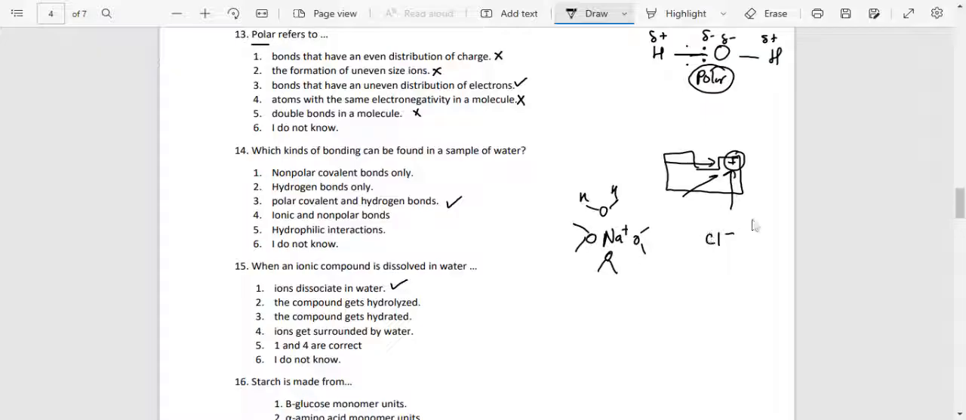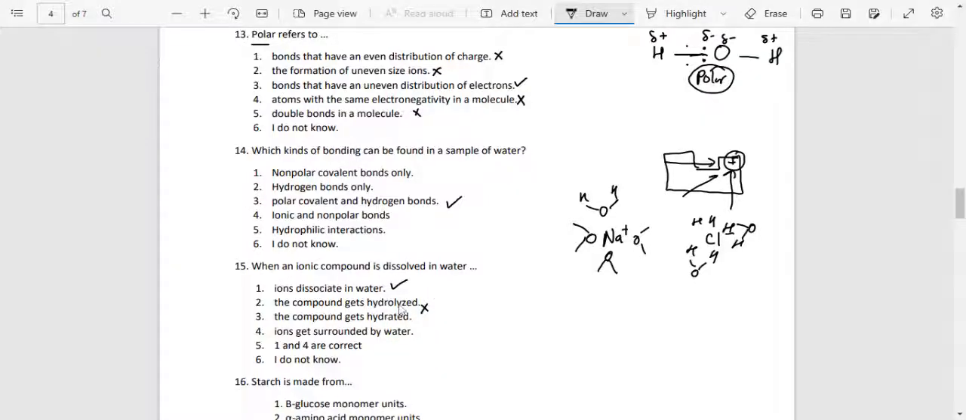And then the chlorine, which is negative, the positive part of water, that is the hydrogen, also surrounds the chlorine in the same manner. So this is what happens for something to dissolve. Ions dissociate in water. The compound gets hydrolyzed. Now, to be hydrolyzed is to be broken when you react something with water. This is not true. Ionic compounds are not broken because they react with water. They only break because they dissociate in water.